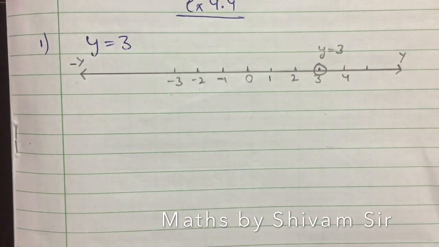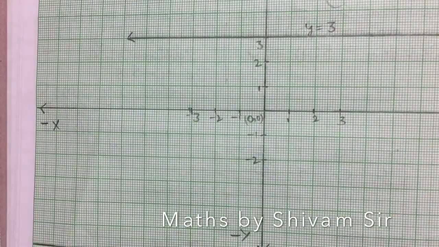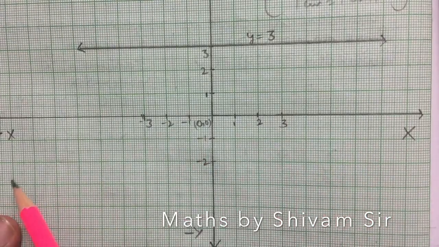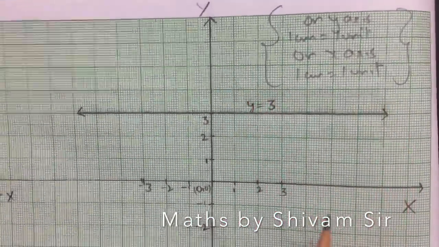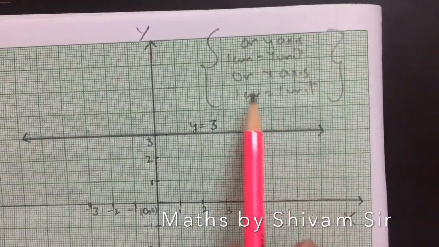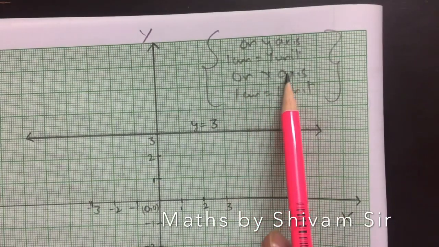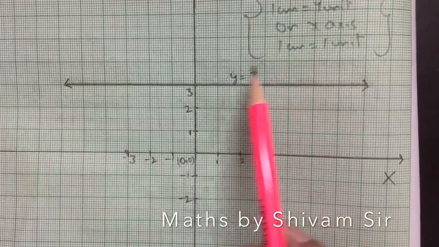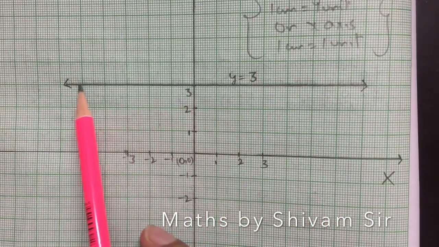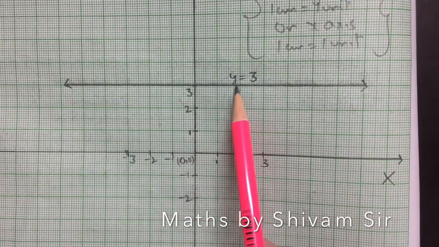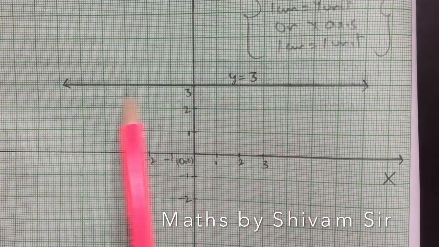In two variables, you have to represent it graphically. So plus x, minus x, plus y, minus y. So y is equal to 3. I have written the scale here. On y-axis 1 centimeter is 1 unit. On x-axis 1 centimeter is equal to 1 unit. So y is equal to 3 is this point. So draw a line parallel to the x-axis. So this is the representation of y is equal to 3 in two variables.